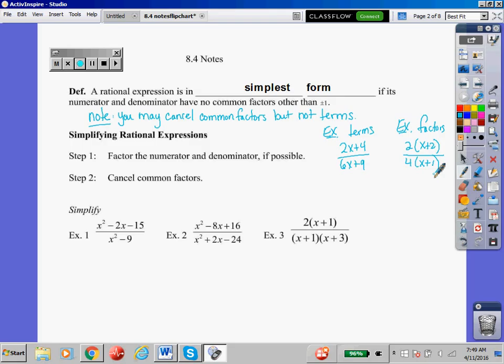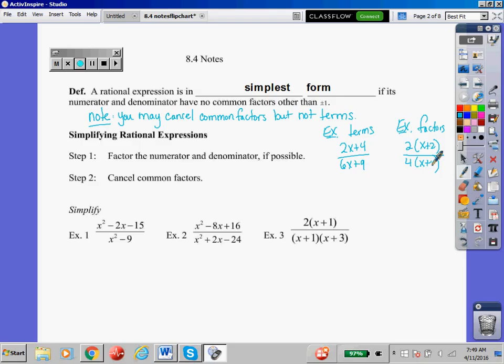Terms are separated by addition and subtraction signs. Factors are separated by multiplication. So I cannot cancel the 2 and the 6 under the terms because it's not a factor. So that's very, very important you understand. But I could cancel the 2 and the 4 here because it's 2 times and 4 times. But here I can't cancel the 2 and the 6. It doesn't work that way.